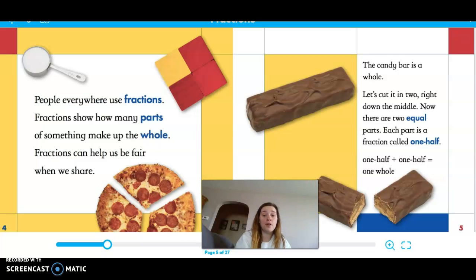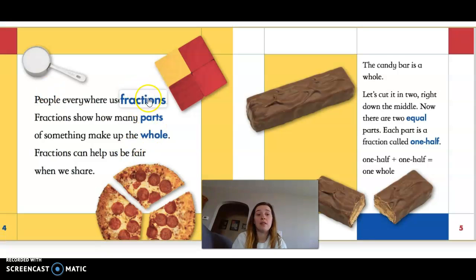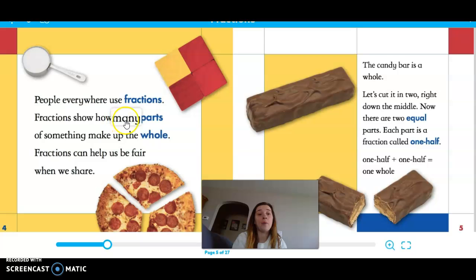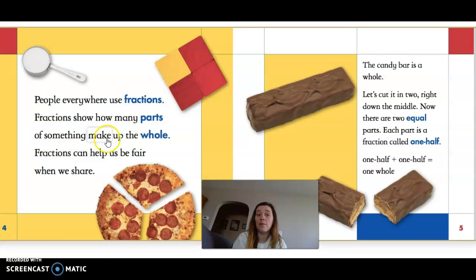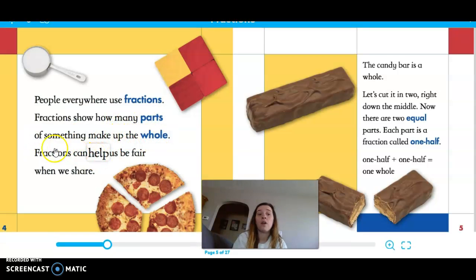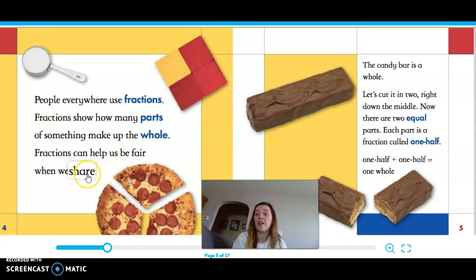So first we're going to start out by reading a book. The title of this book is Fractions, and the author is Sarah Pistoia. People everywhere use fractions. Fractions show how many parts of something make up the whole. Fractions can help us be fair when we share.